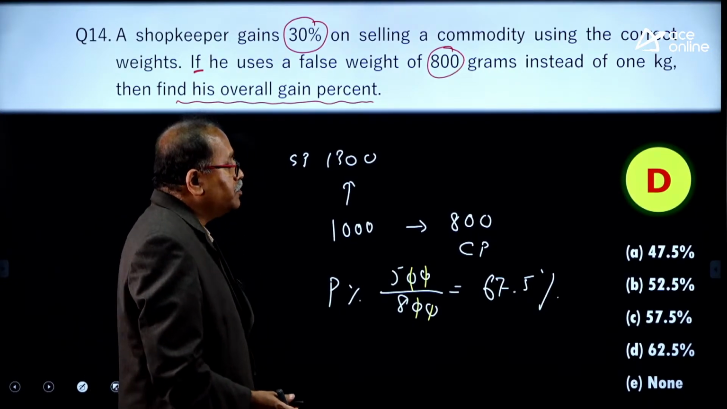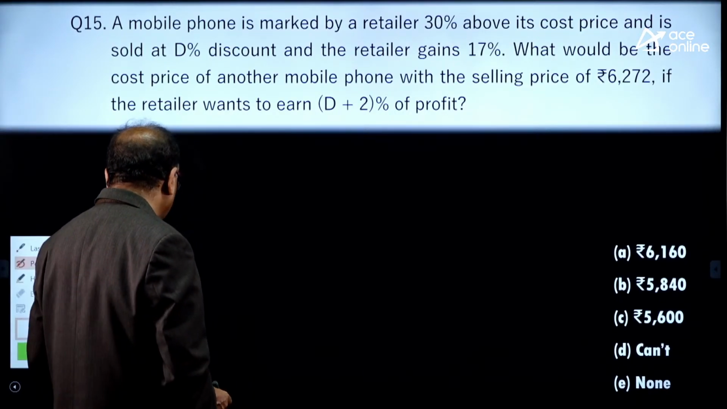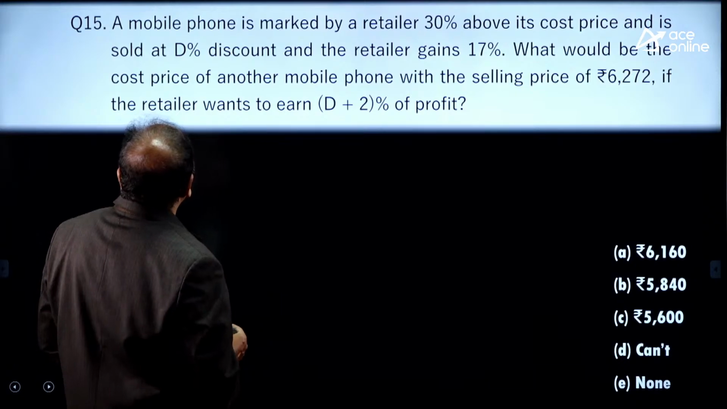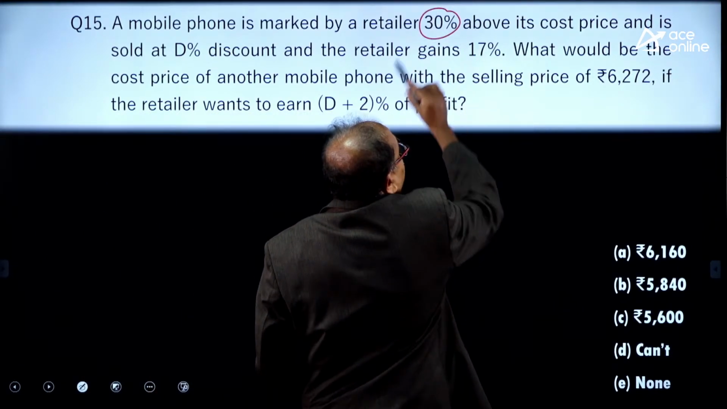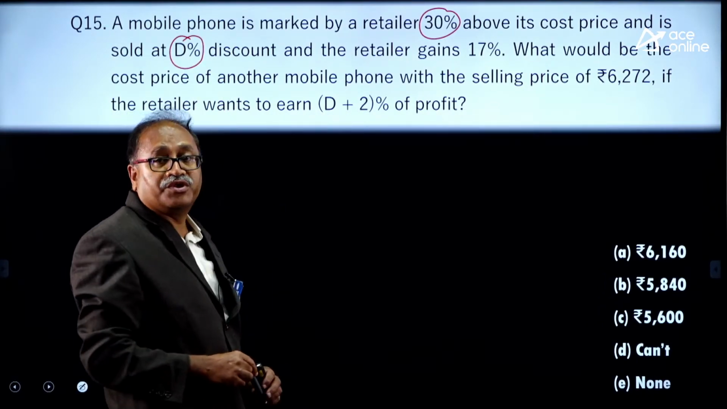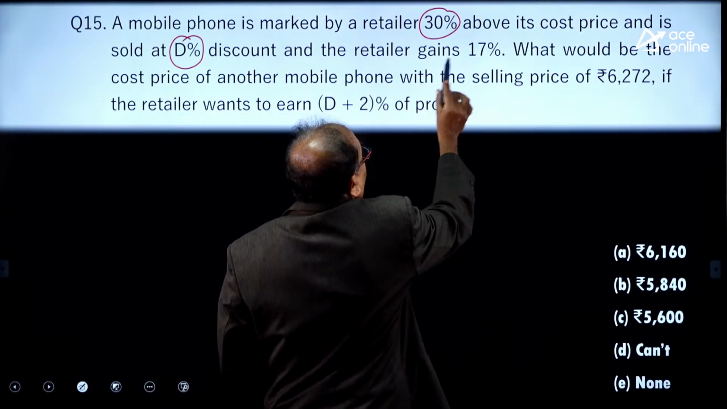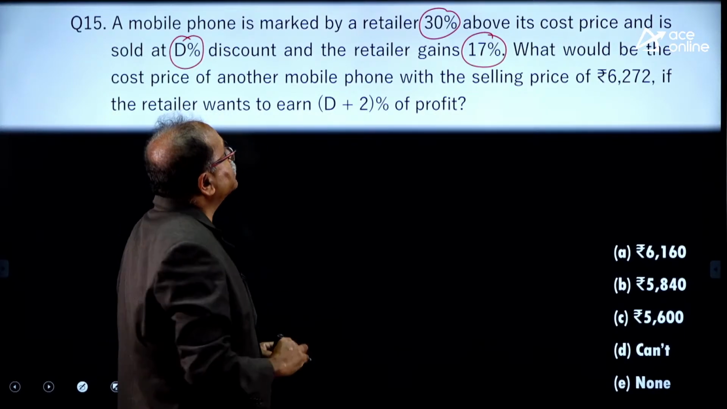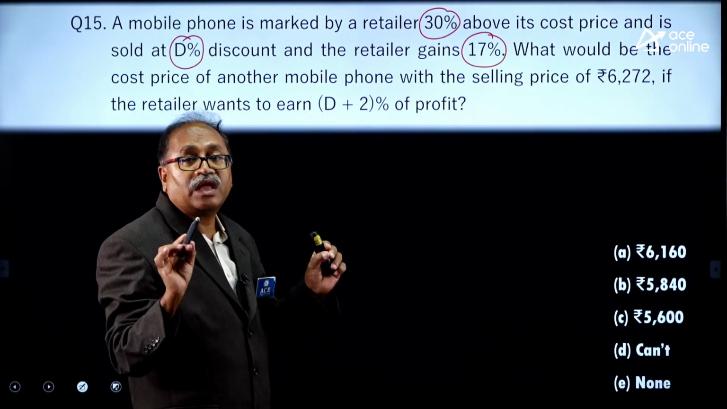So, I will move on to the next question over here, that is question 15, and with this we will conclude this class. Okay, friends, here a mobile phone is marked by a retailer 30% above the cost price and sold at D% discount, and the retailer gains 17%. D% discount, profit is 17%, 30% above the cost price. So, I can find out the D value.